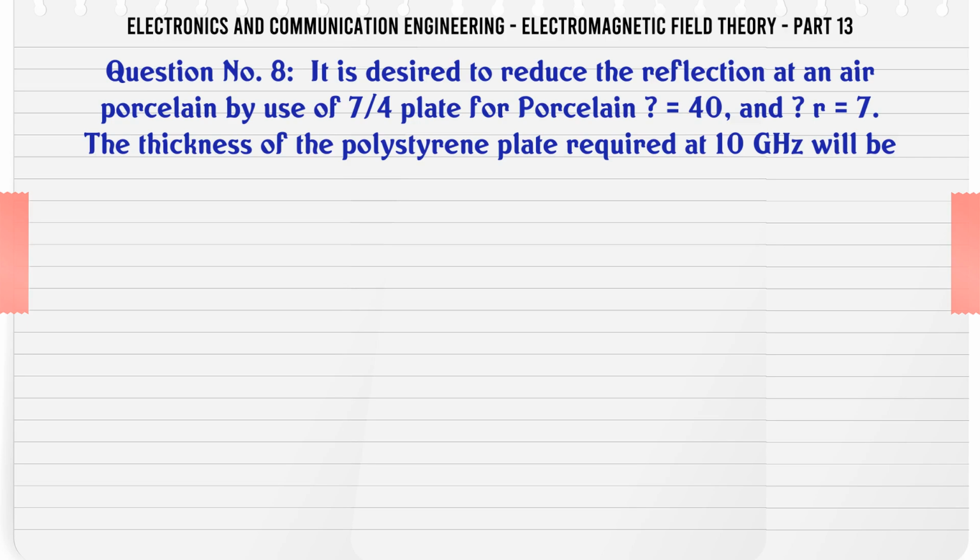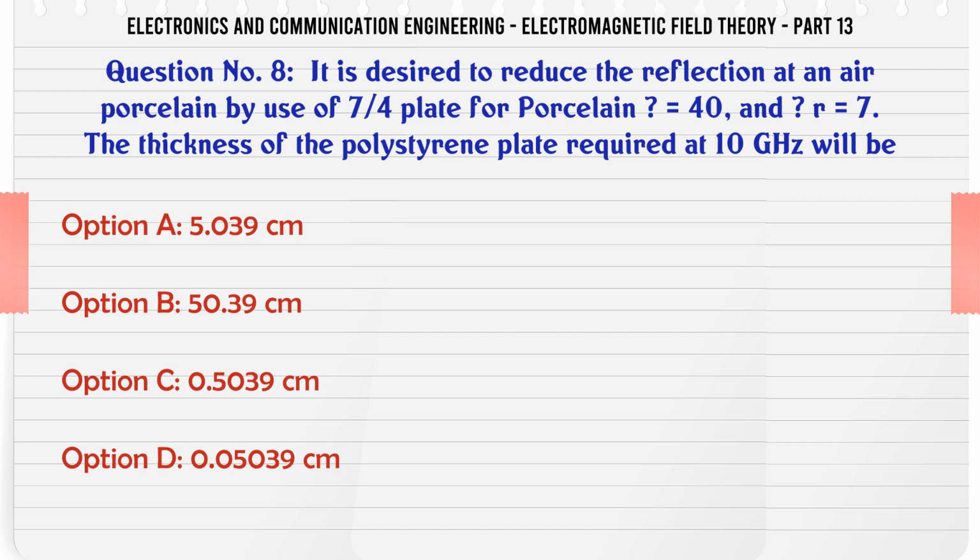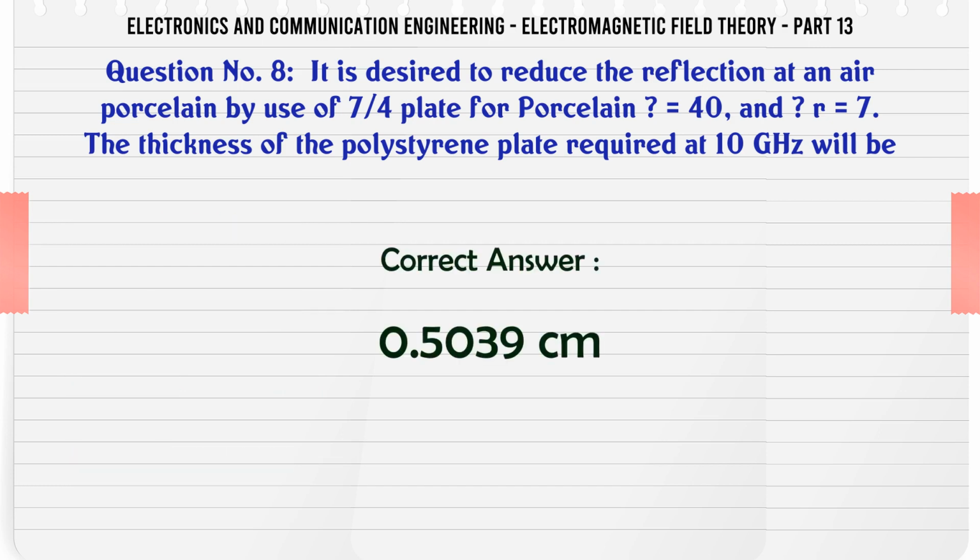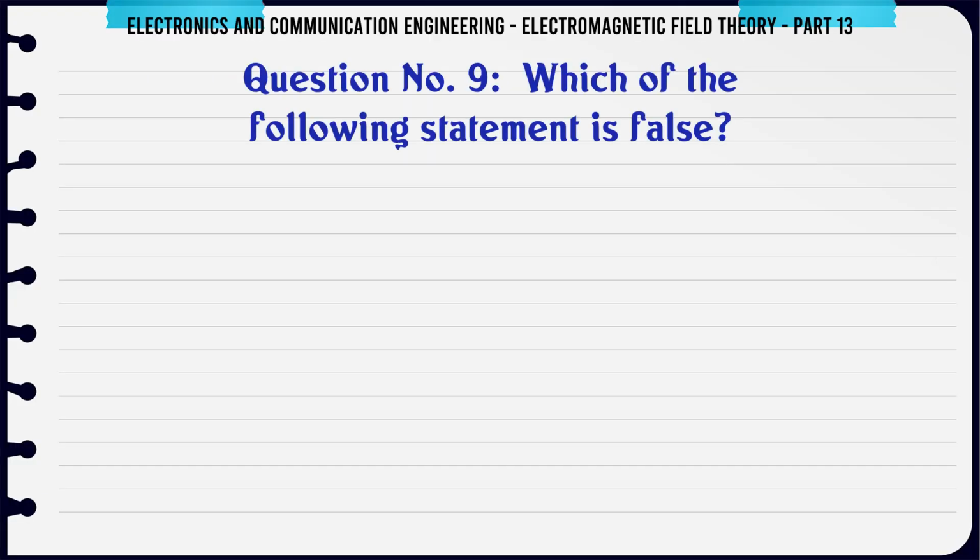It is desired to reduce the reflection at an air-porcelain interface by use of a λ/4 plate for porcelain with εr = 40. The thickness of the plate required at 10 GHz will be A: 5.039 cm, B: 50.39 cm, C: 0.5039 cm, D: 0.05039 cm. The correct answer is 0.5039 cm.